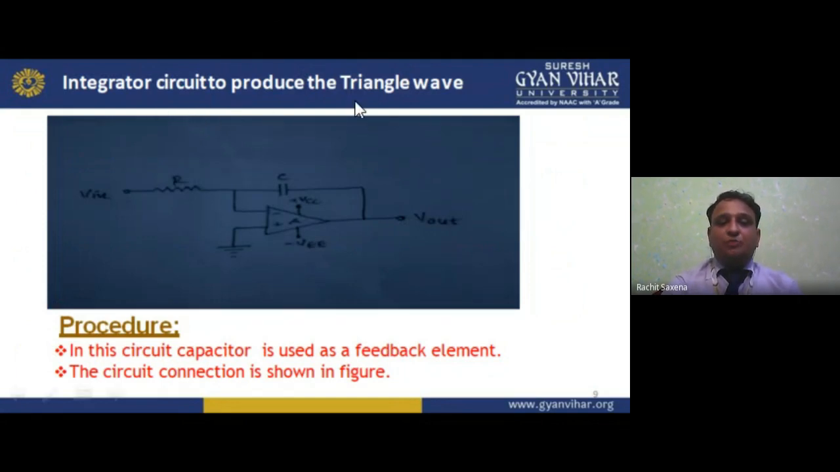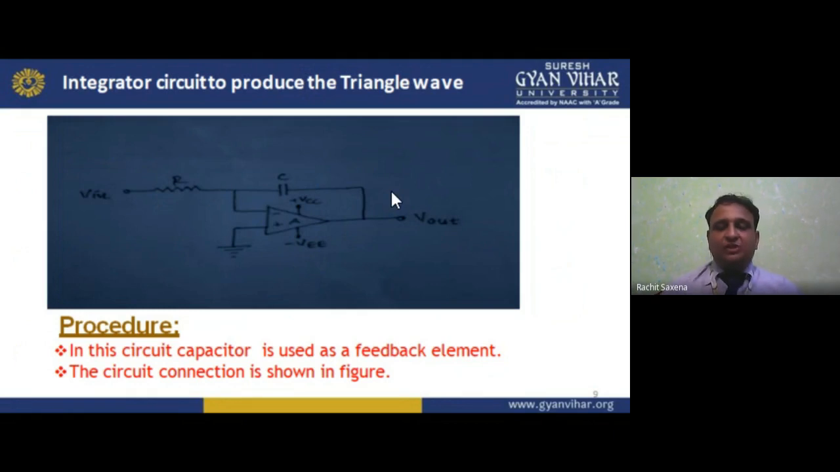Integrator circuit to produce a triangle wave. Now here, integrator, you know what an integrator is? It means an op-amp I am using. One input has resistor R, and we connect the capacitor from the output. This is the operational amplifier with the positive input grounded, and we give the input to the negative terminal, and that is the capacitor voltage and V out. With the help of this integrator, we can produce a triangle waveform.